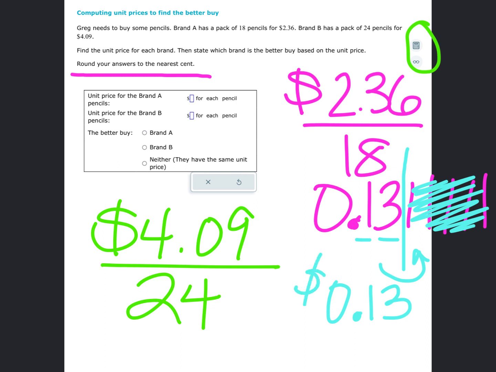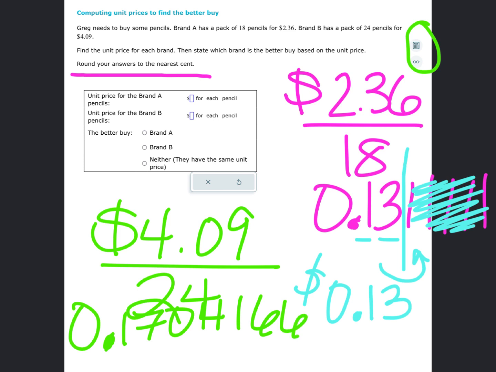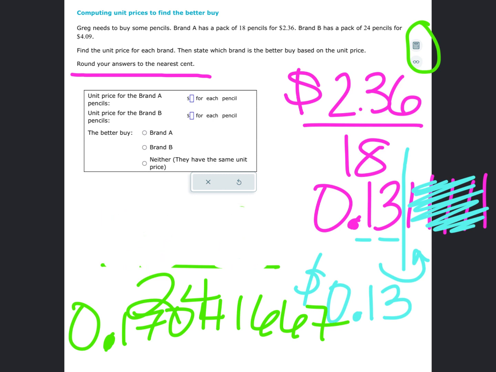And then let's go through and try to figure out how much it is for brand B. So I'm going to take $4.09 and divide it by the 24 pencils, and I get, again, something kind of funky. It gives me 0.170416667. Holy cow. And that has nothing to do with money. That makes it really hard for me to try to figure out money.